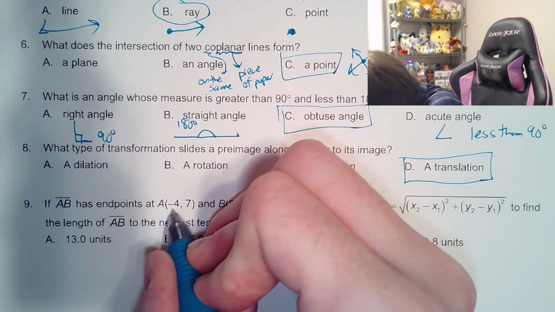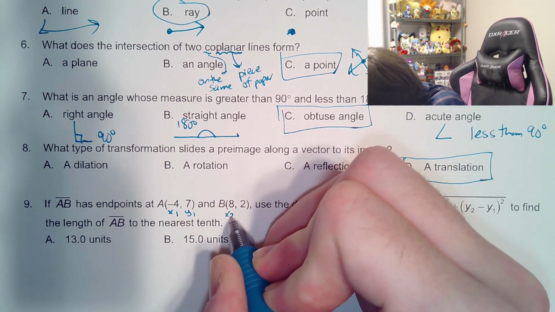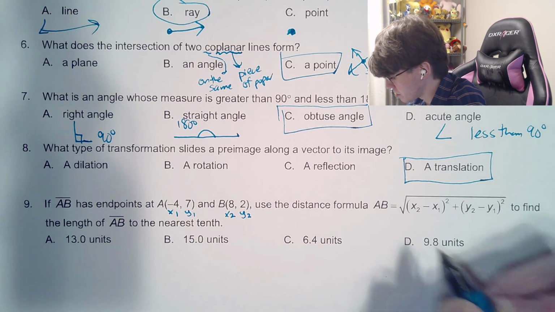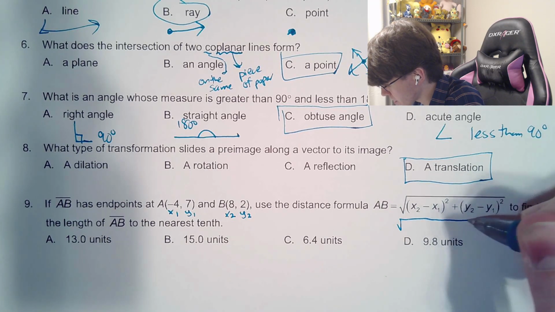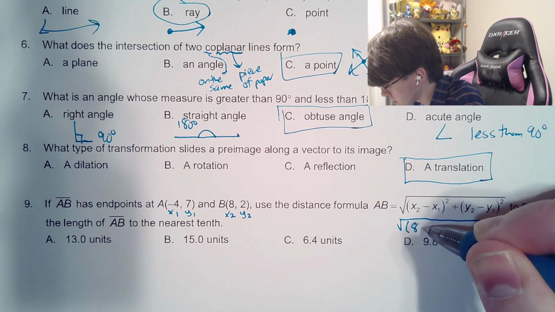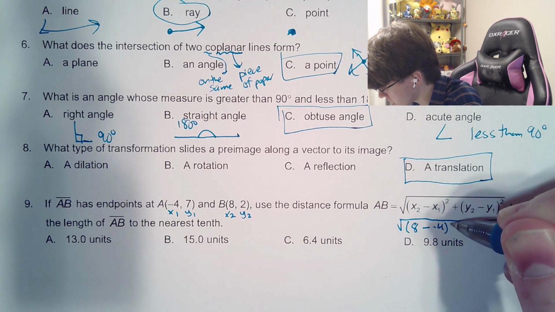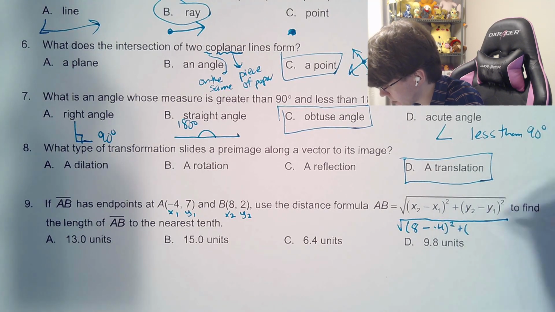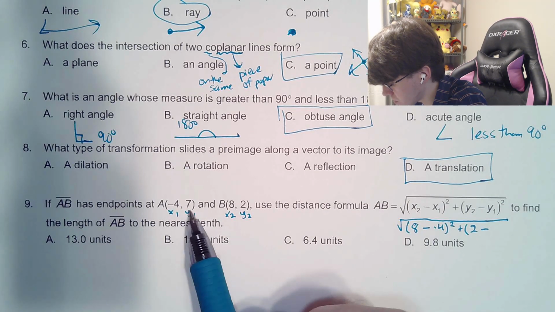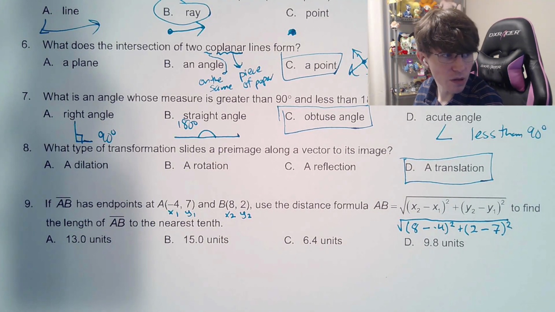So I'm going to go ahead and relabel this one. This is our first x value. This is our first y value. This is our second x value. This is our second y value. And from there, we're going to plug it directly into our formula. So we have 8, our second x value, minus -4, our first x value, squared, plus quantity y2, that is 2, minus y1, that's 7, quantity squared. And now we're ready to plug it into our calculator.